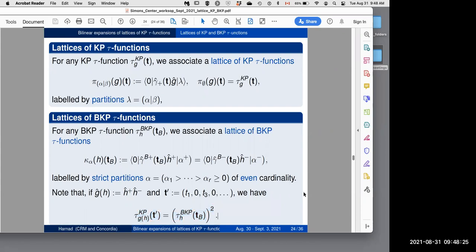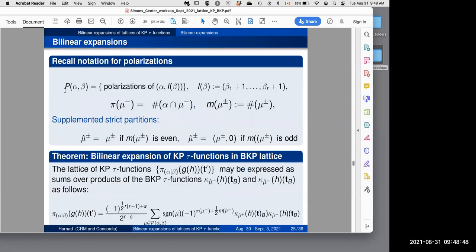The main result that I'm going to announce is a generalization of this, where instead of having just this KP tau function and this BKP tau function, we have this lattice of KP tau functions and this lattice of BKP tau functions, and it will be a sum over bilinear combinations of the lattices. Again, remember the polarization that we defined before. I don't want to redefine the notation. There are some cardinalities. Pi is a cardinality.